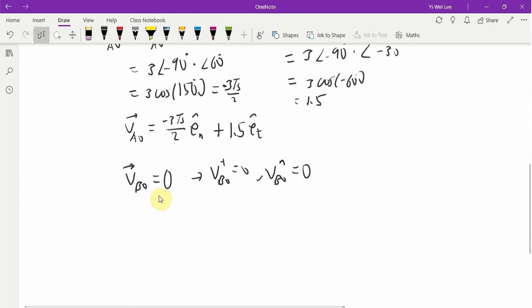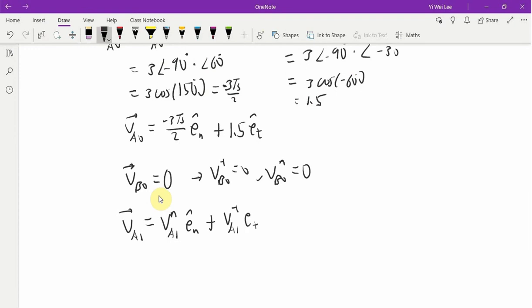Now, that's before collision. How about after collision? After collision, nobody knows what's going on. However, we know the velocity of A after collision, because after collision, the ball can go in any direction. So for VA1, we never know the constraint. Let me repeat again. For VA1, we never know the constraint. So for VA1, we can say it is just VA1N EN, like what we have done before, plus VA1T ET. Just write it down here, just to indicate that we will resolve the velocity of A after collision in the EN ET direction.